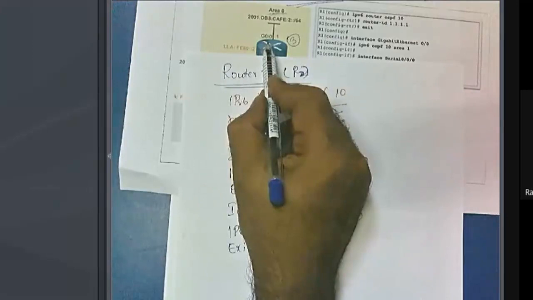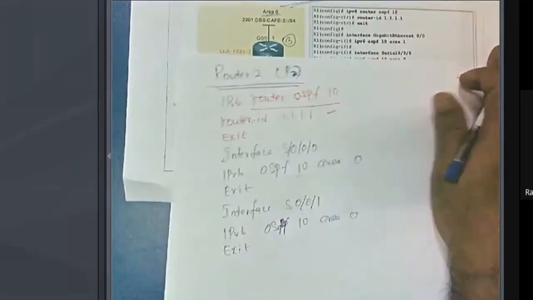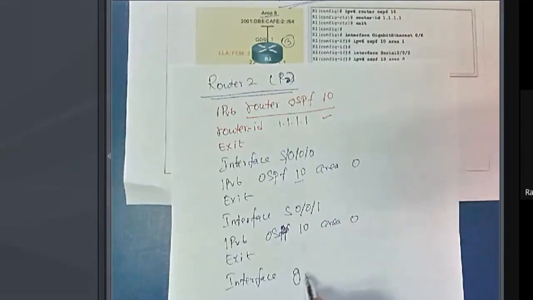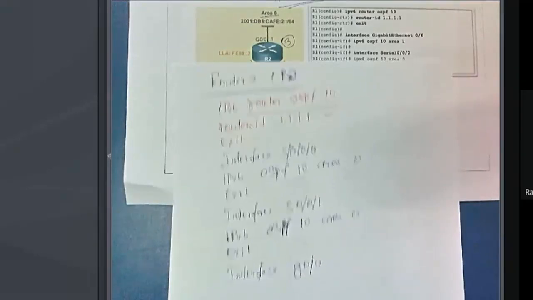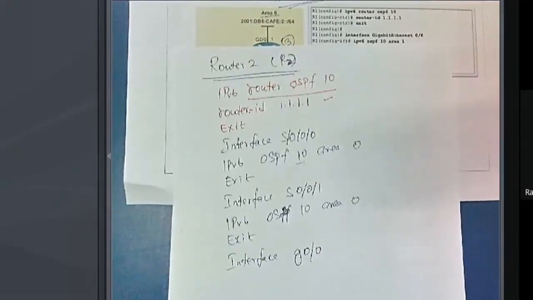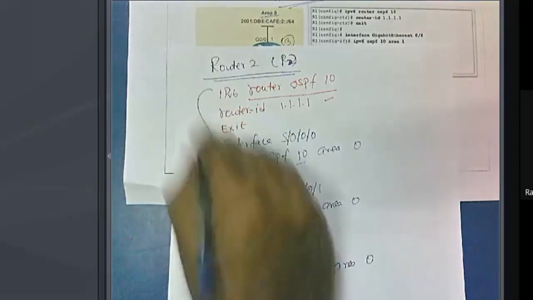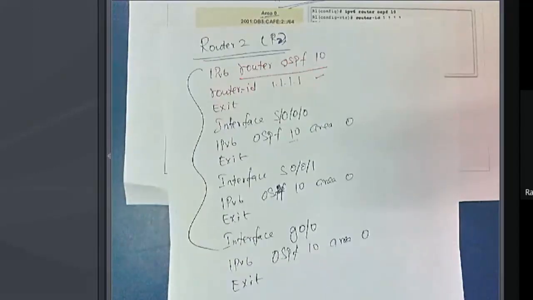Next interface is gigabit Ethernet, gigabit Ethernet 0/0. So go to interface gigabit Ethernet 0/0. Okay, interface gigabit Ethernet 0/0. Now this is IPv6 OSPF 10 area 0. Exit. Completed. Finished. You have to do this for all the routers.